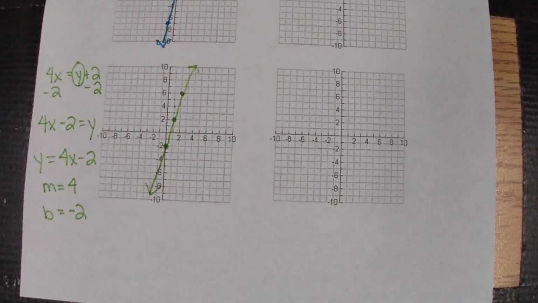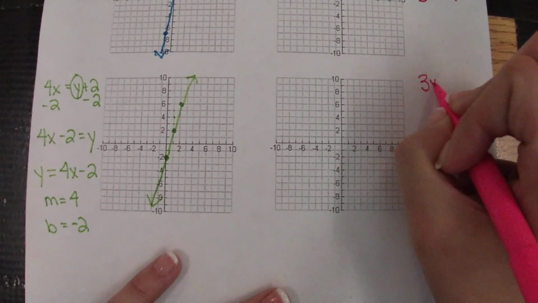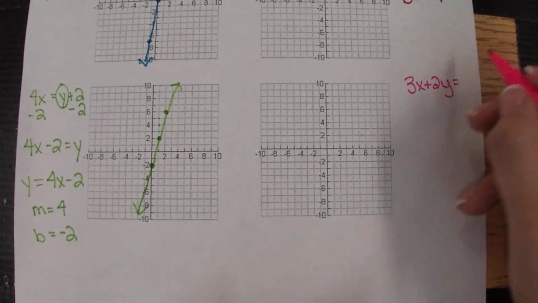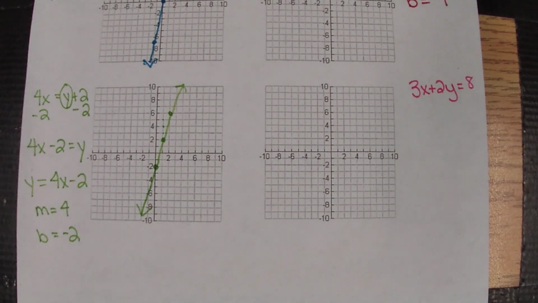One more with graphing. Let's say we have 3x plus 2y equals 8. Okay, this is also definitely not in slope-intercept form. And my students will often look at that and go, perfect. It's not in slope-intercept form, but it's in standard form. So let's just find the x and y intercept.